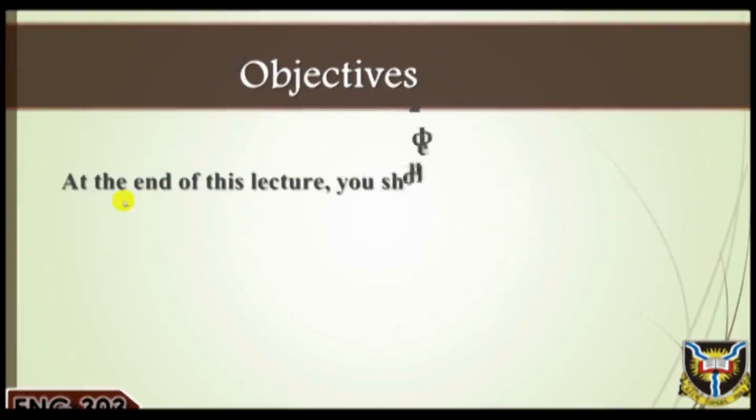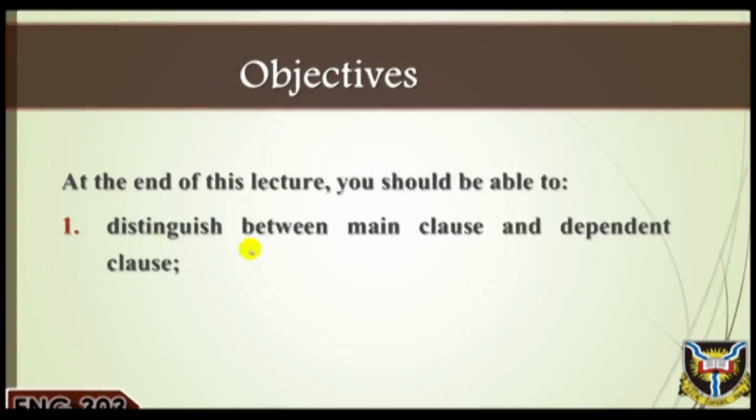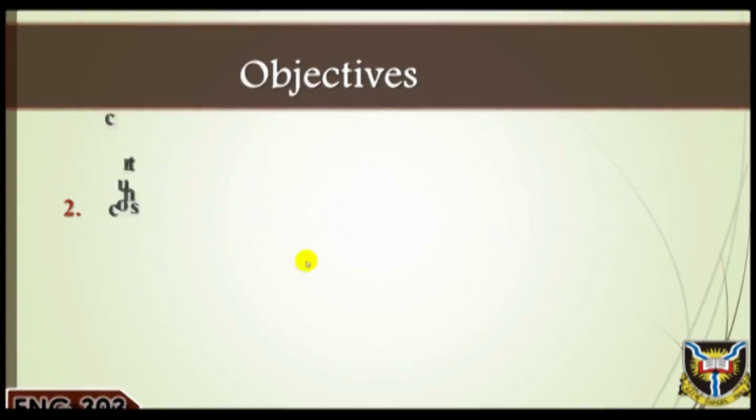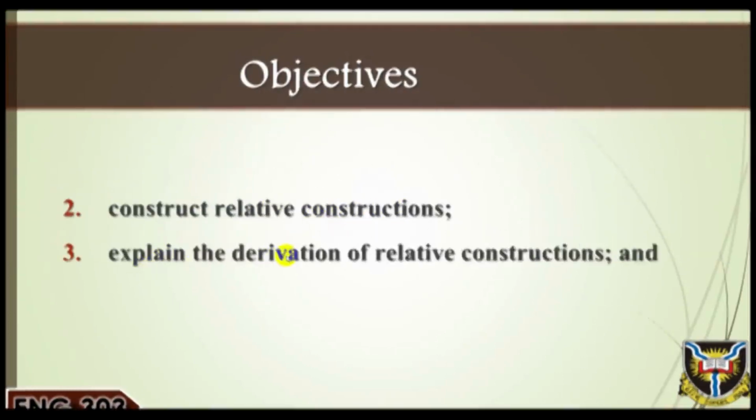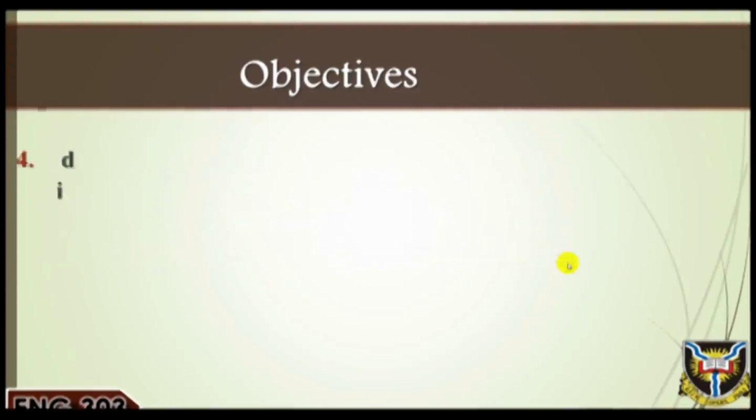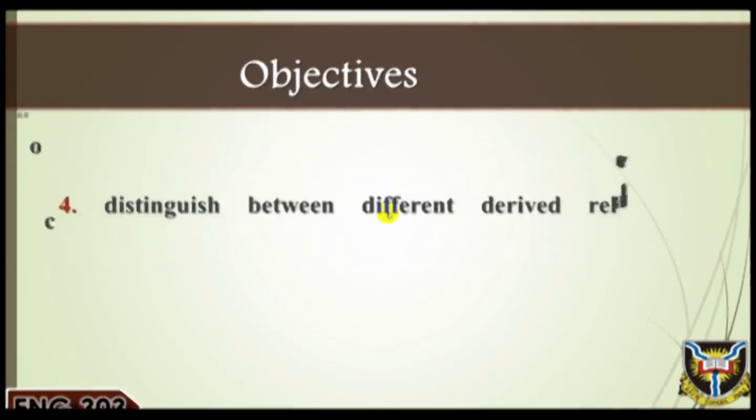Objectives. At the end of this lecture, you should be able to: 1. Distinguish between main clause and dependent clause, construct relative constructions, explain the derivation of relative constructions, and distinguish between different derived relative constructions.